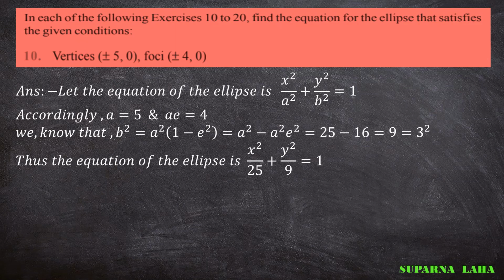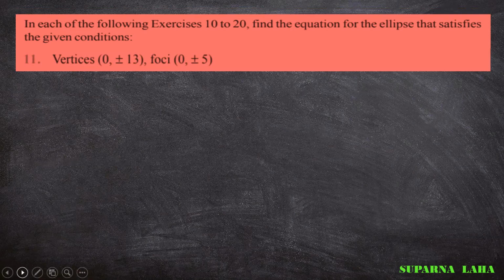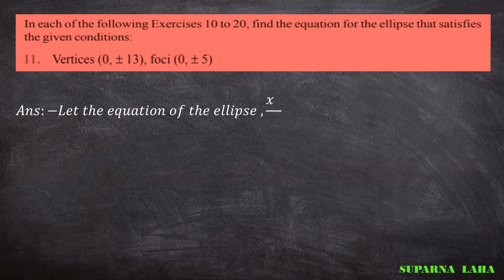So the information about the ellipse is given, and you need to find the equation of the ellipse. Next, move to question number 11. Vertex is 0 comma plus minus 13. Foci is 0 comma plus minus 5. That is on the y-axis. So we can say that the major axis of the ellipse is the y-axis. Then we can consider the general equation of the ellipse as x square by b square plus y square by a square is equal to 1.